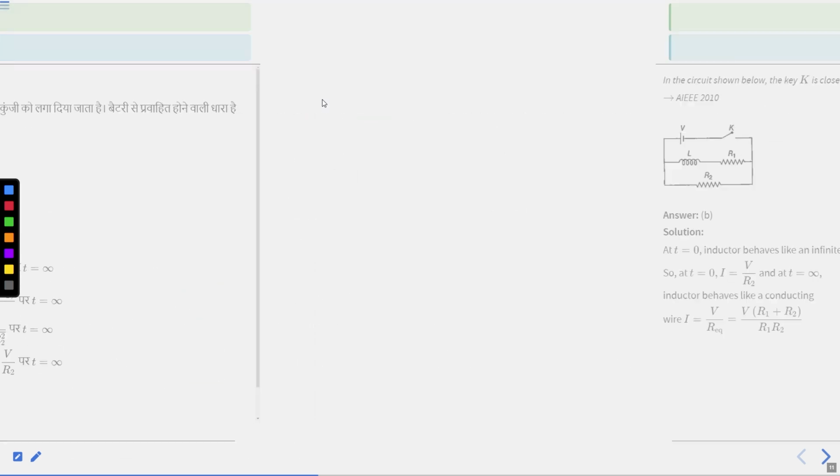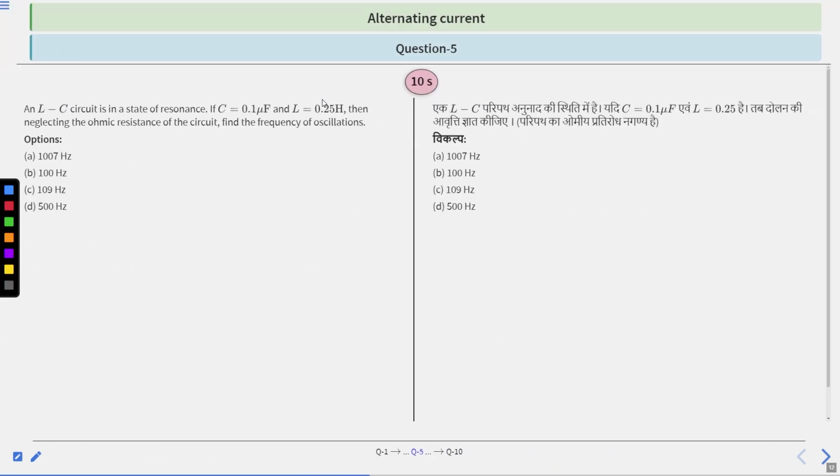Next question. Question 5. The question is: an LC circuit is in a state of resonance if C equal to 0.1 microfarad and L equal to 0.25 Henry. Neglecting the ohmic resistance of the circuit, find the frequency of oscillations. So this question asks what is the frequency of oscillations. Clear? Frequency of oscillations.